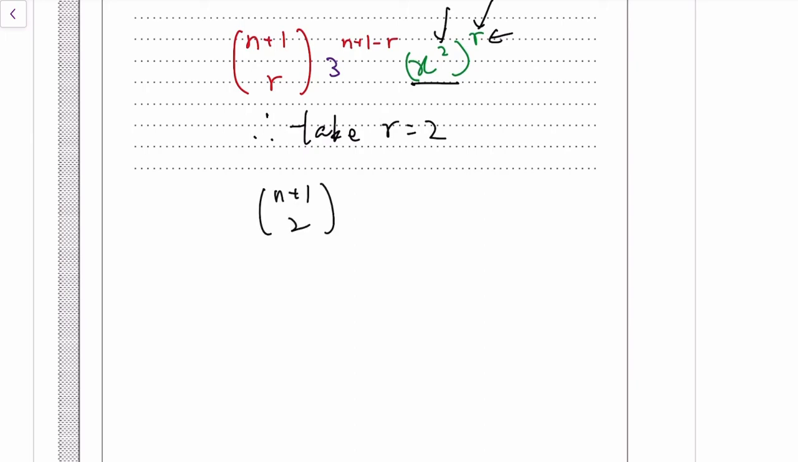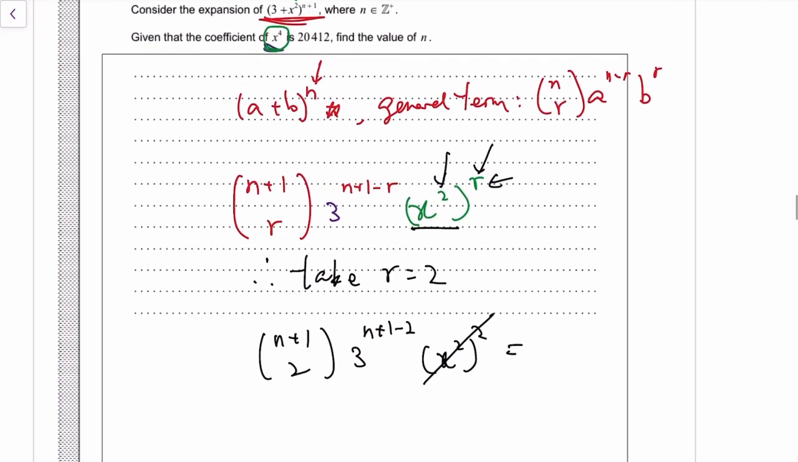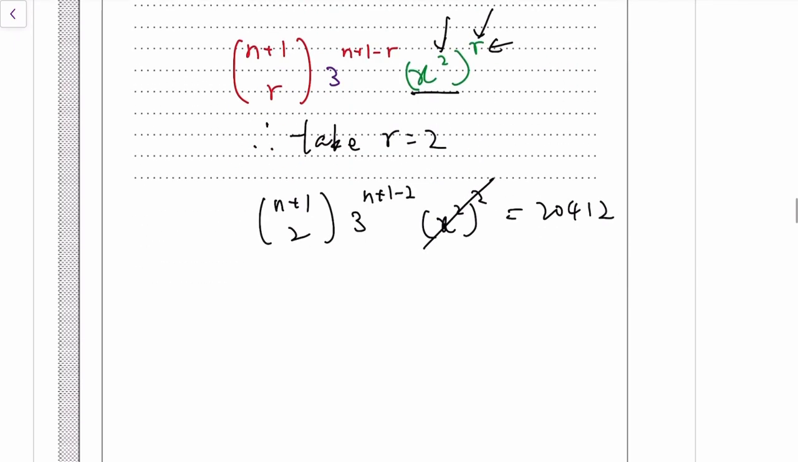So 1, 2, 3. So it's n plus 1 minus 2. R is 2, right? 2. Okay. Now we just care about the coefficient, so the x doesn't really matter. So the coefficient is 20412. Alright, coefficient means you don't count the x.